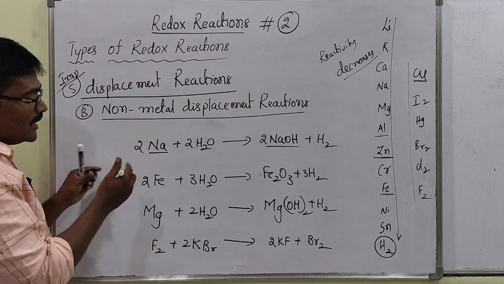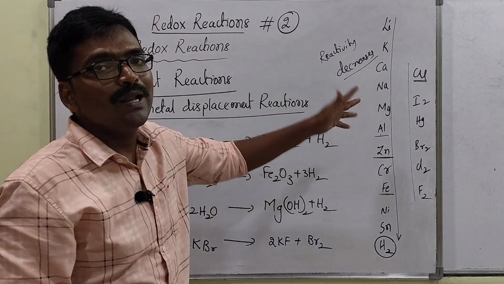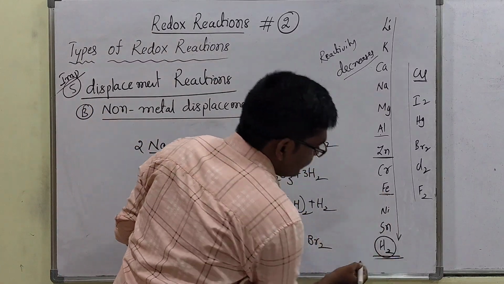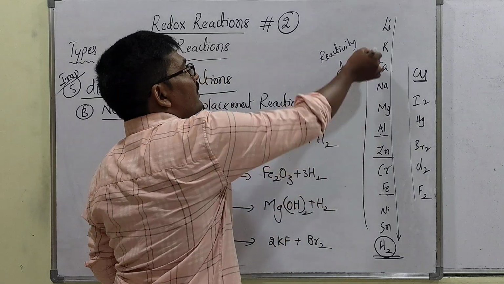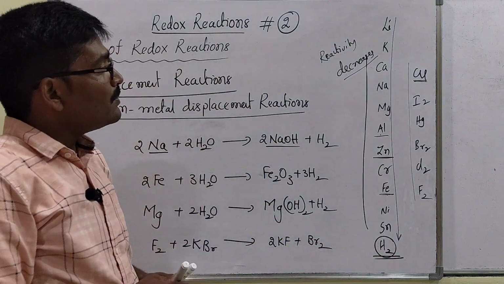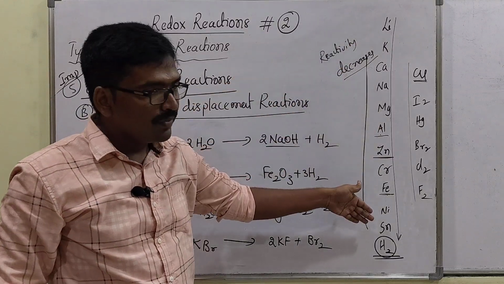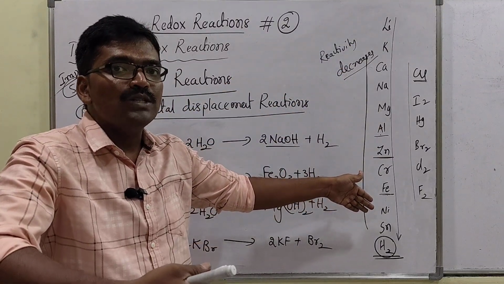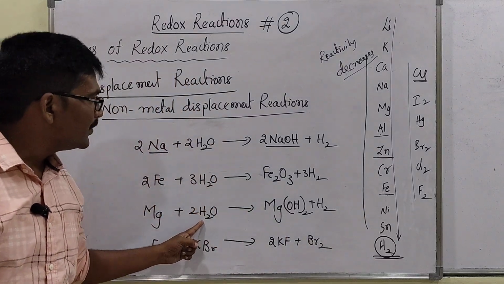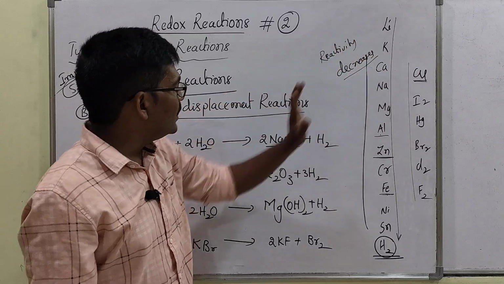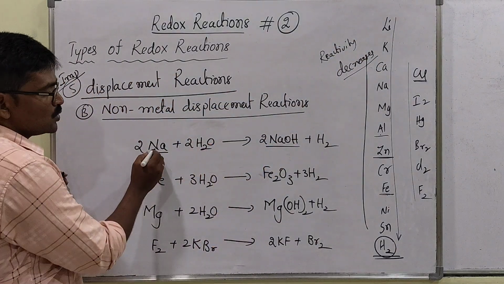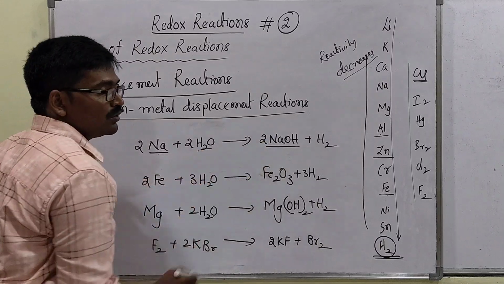I told you earlier that the most active metal displaces the less active one. Here, all the metals above hydrogen are more active compared to hydrogen. So remember, my dear students, all of these displace the hydrogen atom in the water molecule. All the metals above can displace the hydrogen in water. Those are the reactions. If you take sodium, it displaces hydrogen and NaOH is formed.